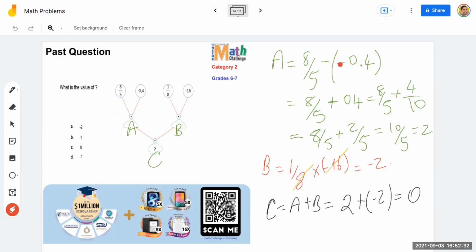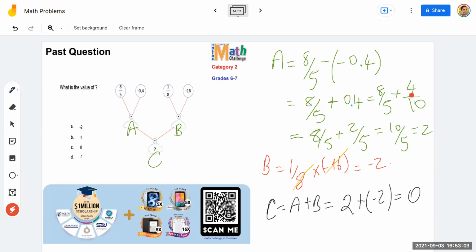So 8 over 5 minus negative 0.4. So you can change 0.4 into a fraction, or you may change your fraction to a decimal, but we need to change one into the other type. So negative times negative gives us positive. And 0.4, there will be a point here. So let's put a point. It's not clear maybe. Okay, 0.4.